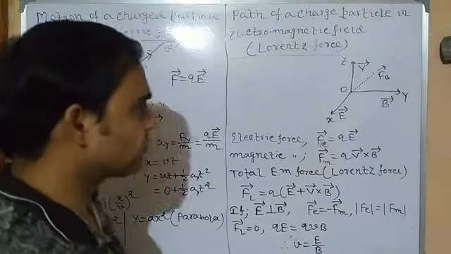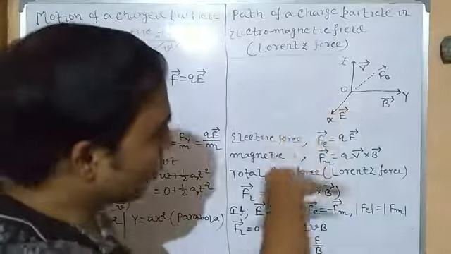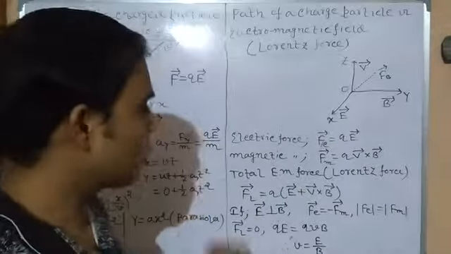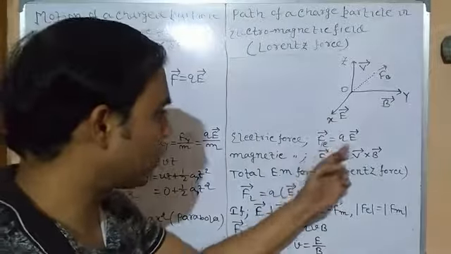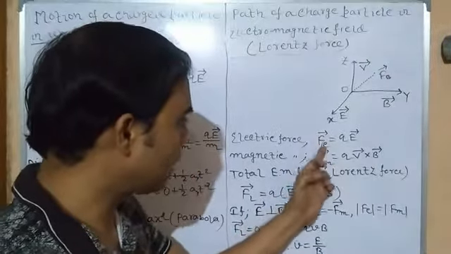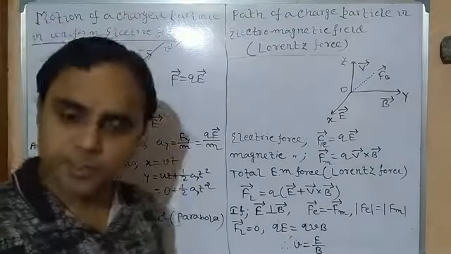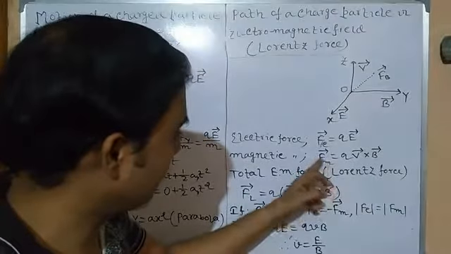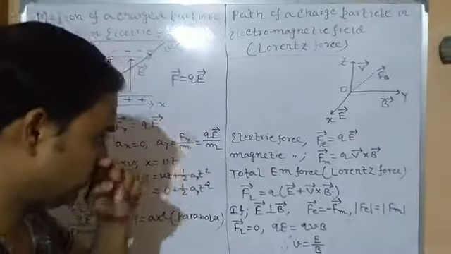Very easy. Since it contains both electric and magnetic fields, the charge will experience an electric force due to the electric field. We all know that F is equal to qE. Now, due to the magnetic field, it will also experience a magnetic force, so F_m, the magnetic force, is equal to q into v cross B. We have already learned this.